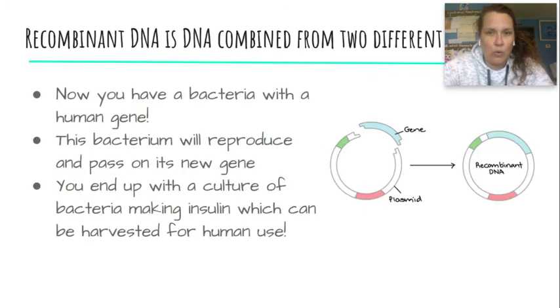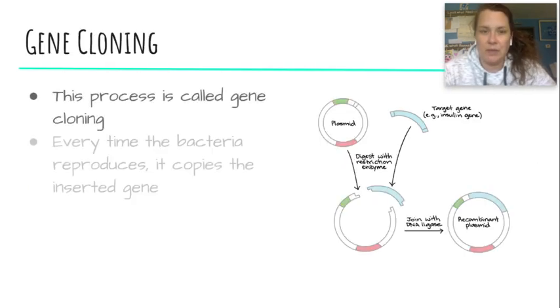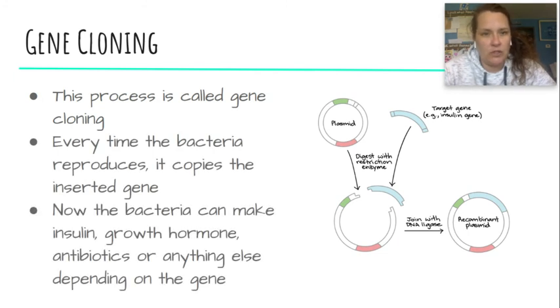And now you have a bacteria with the human insulin gene put into it, and it will reproduce and pass on its gene to more bacteria. And then you have a bunch of bacteria making insulin, which we again can use and process for people that are diabetic. It's called gene cloning. Every time the bacteria reproduces, since it has that new gene in it, it copies that new gene, and now we have a whole line of bacteria cells that will keep reproducing and have that human insulin gene in it, and that will keep making it.